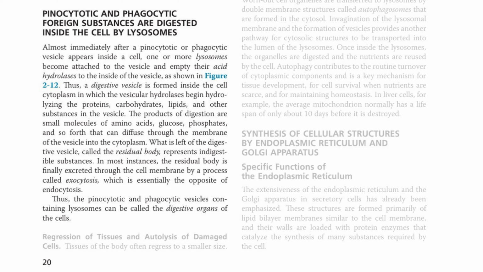What is left of the digestive vesicle, called the residual body, represents indigestible substances. In most instances, the residual body is finally excreted through the cell membrane by a process called exocytosis, which is essentially the opposite of endocytosis. Thus, the pinocytotic and phagocytic vesicles containing lysosomes can be called the digestive organs of the cells.